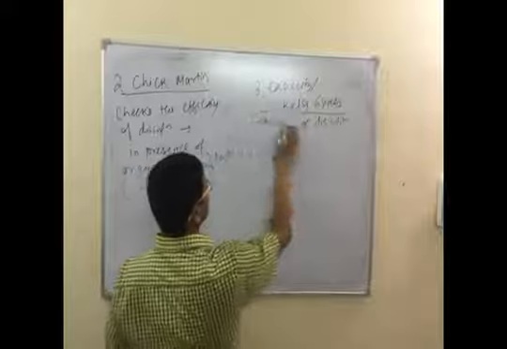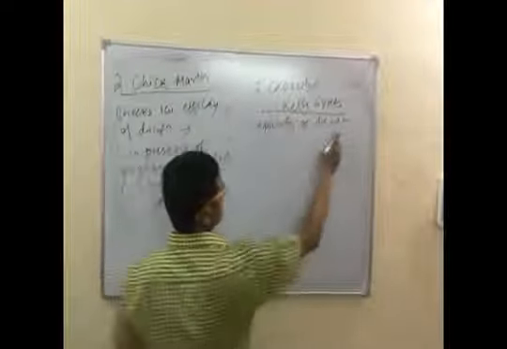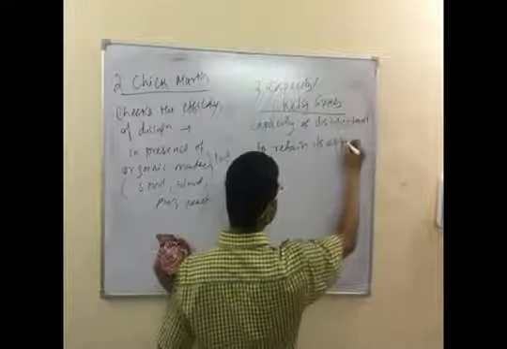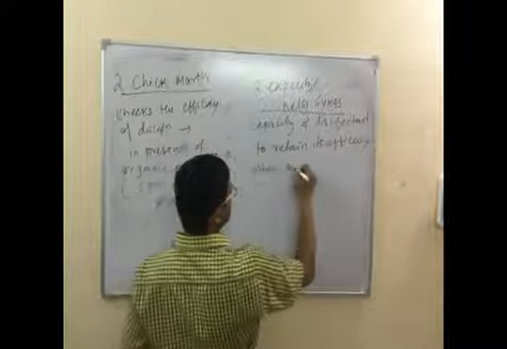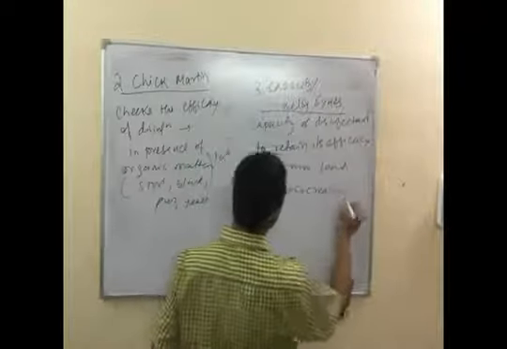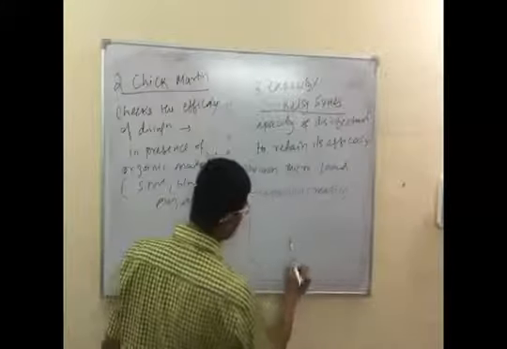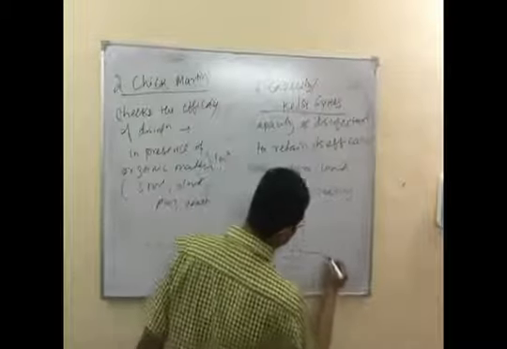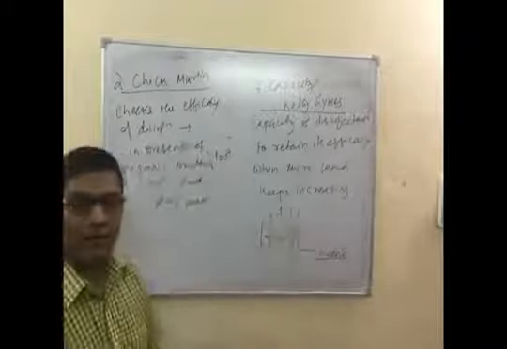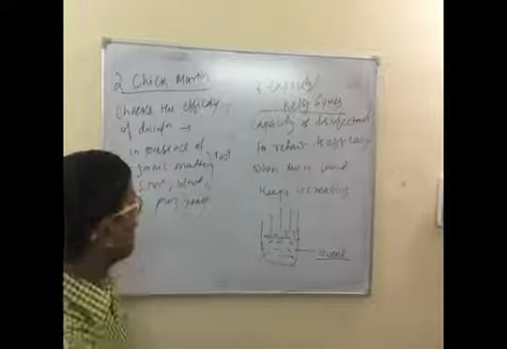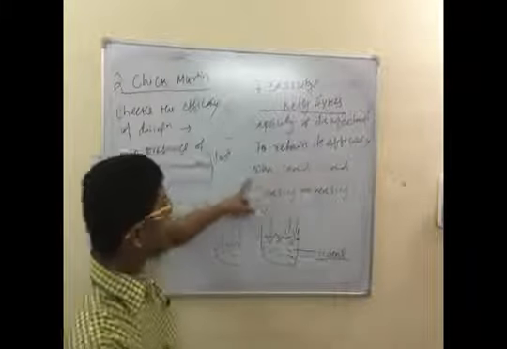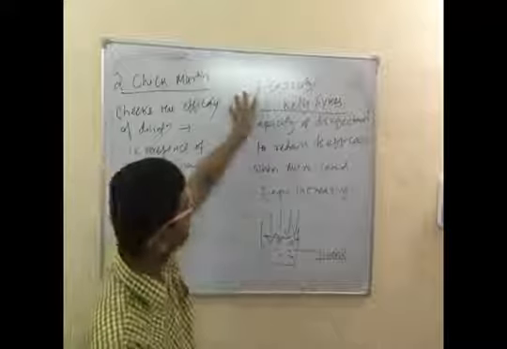Or the capacity of the disinfectant to retain its efficacy when the microbiological load keeps increasing. For example, you take a big beaker with maybe 100 ml of a particular disinfectant. Then you keep on increasing the microbiological load, increasing the organism load. And this test checks the capacity of the disinfectant to retain its microbicidal efficacy when the organism load keeps increasing. So this is called the capacity test or Kelsey-Sykes test.